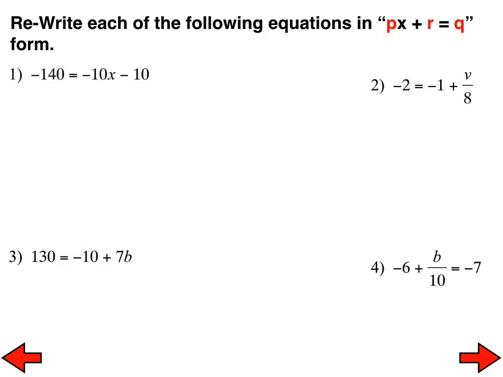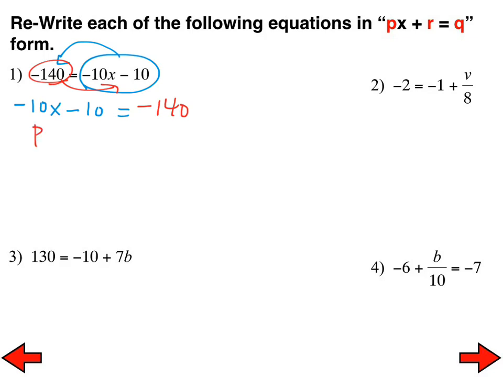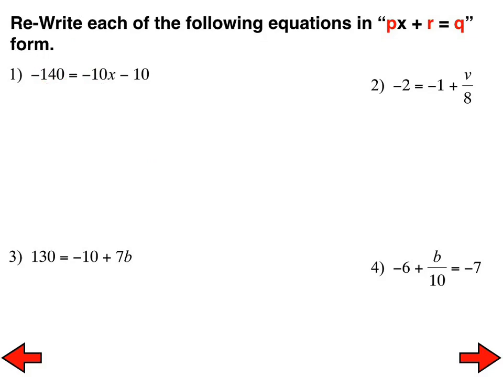Good. So sometimes it's as simple as taking what's on this side and putting it on the other side. Not flipping it, just taking it and moving it over to the other side, and then taking the negative 140 and moving it over to the other side. And now it's in the form px plus r equals q. It looks just like that. Okay? That's much easier to solve.